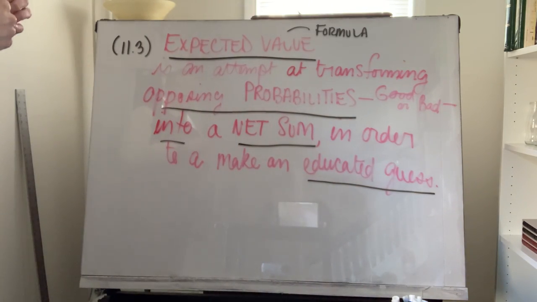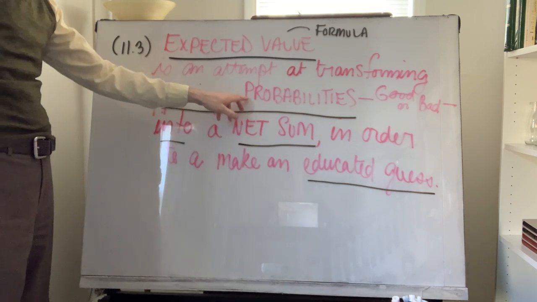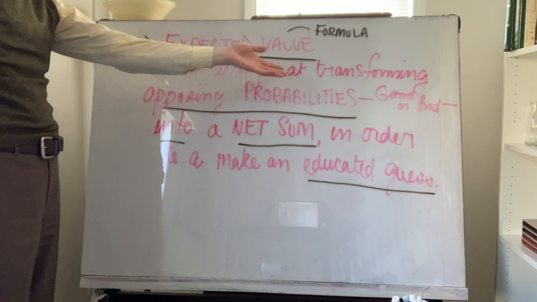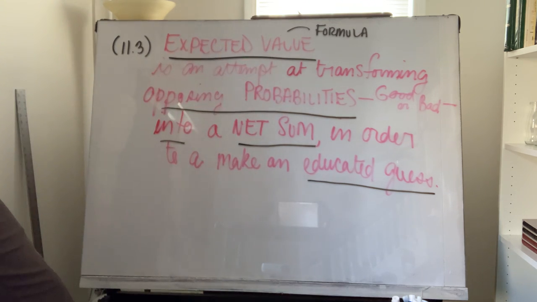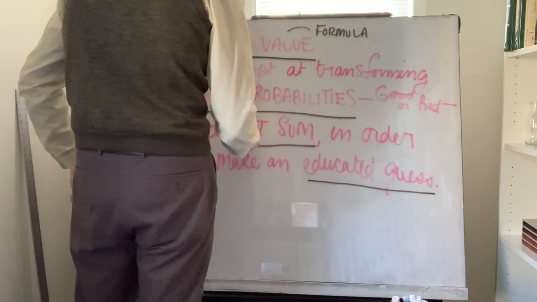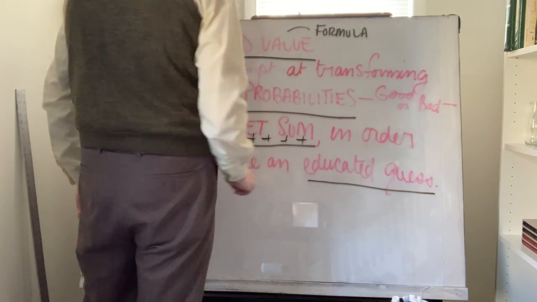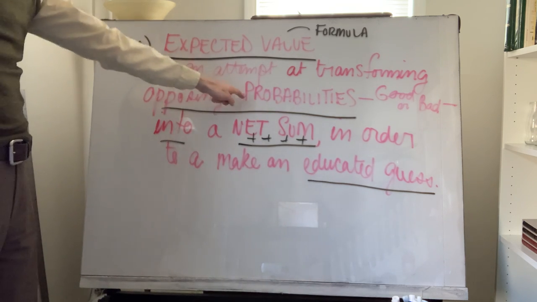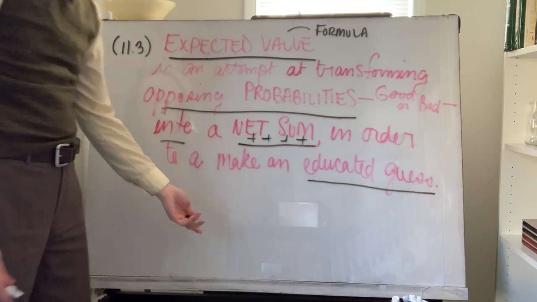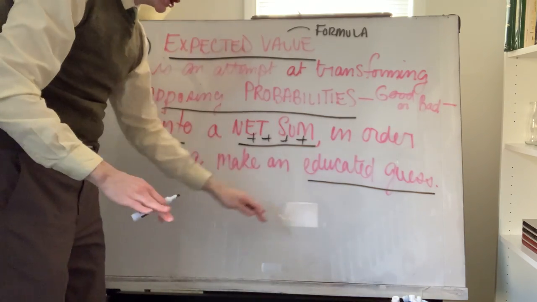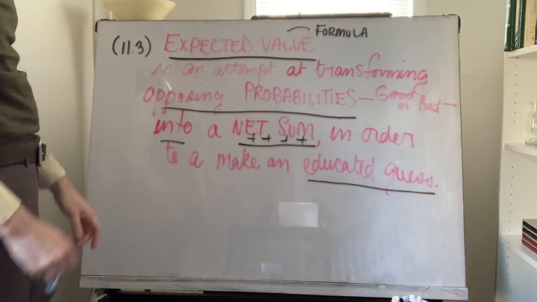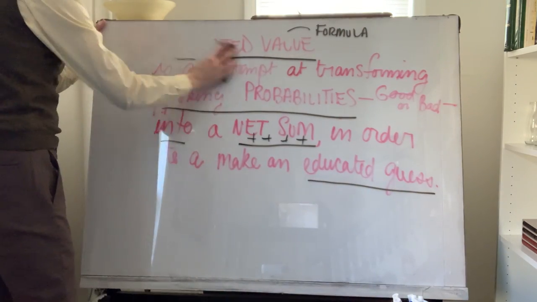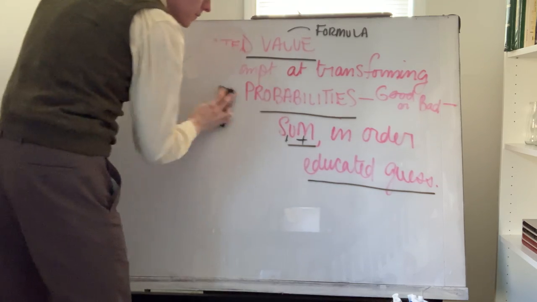Expected value or formula is an attempt at transforming opposing probabilities, those in favor of something happening and anything not, into a net sum. Meaning that you add a bunch of things and potentially subtract depending upon the outcome of the probabilities, in order to make an educated guess: what would be a good strategy given the situation? Now, just for the sake of space, let me erase this.